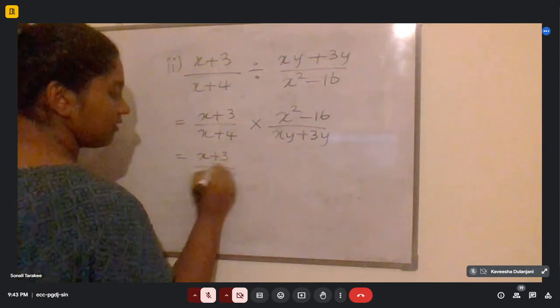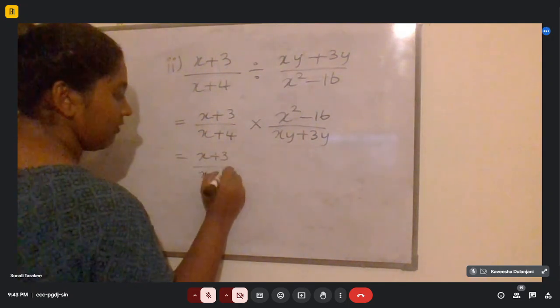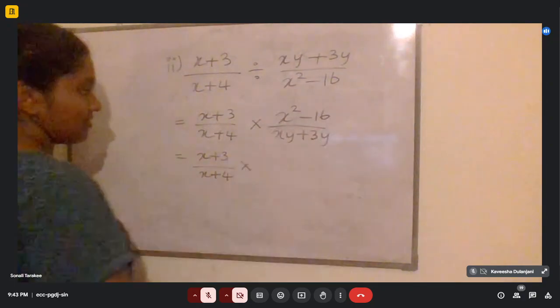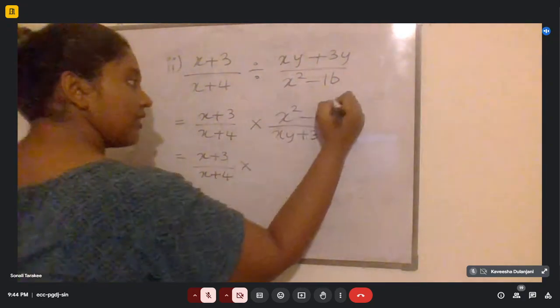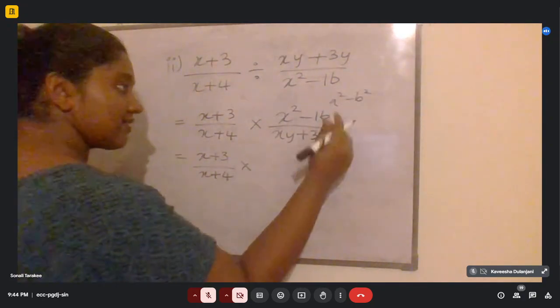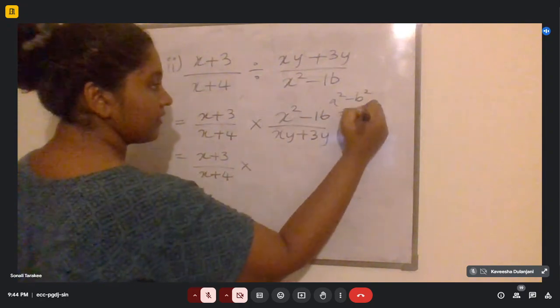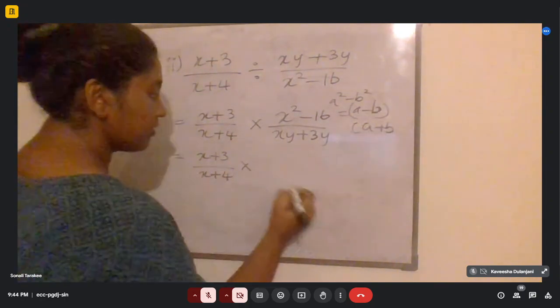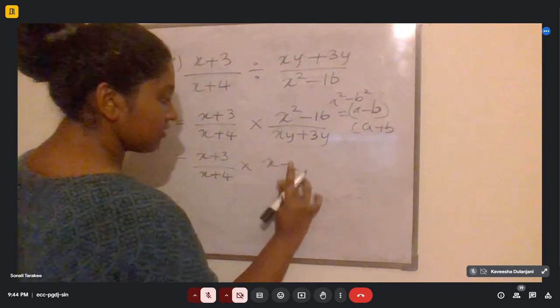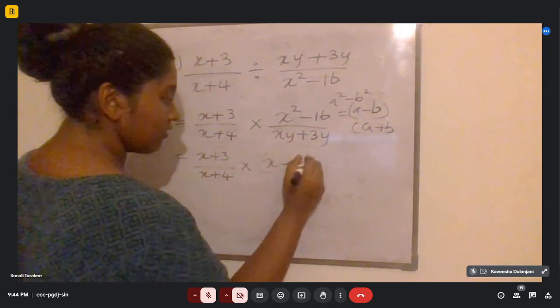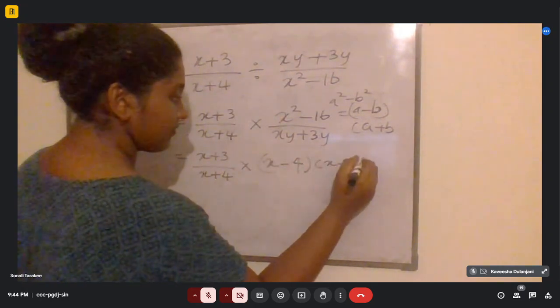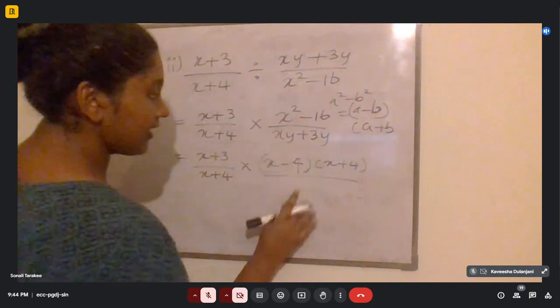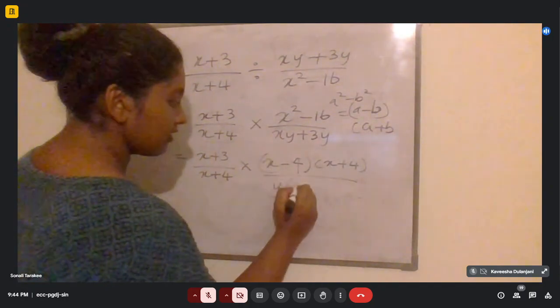x plus 3 over x plus 4 into x squared minus 16. This is in the form a square minus b square. A square minus b square, you can write (a minus b)(a plus b). So here you can write (x minus 4)(x plus 4). Here you can take the y out. Then you have x plus 3.